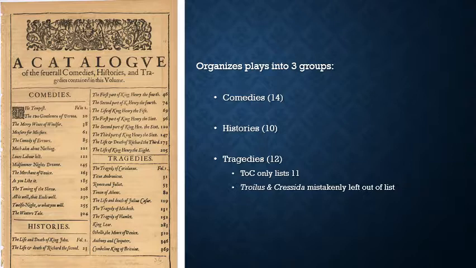And if you count, you'll notice actually that the table of contents only lists 11 tragedies. For some reason, a play called Troilus and Cressida was mistakenly left out of the list. It appears in the folio between the life of King Henry VIII and the tragedy of Coriolanus.